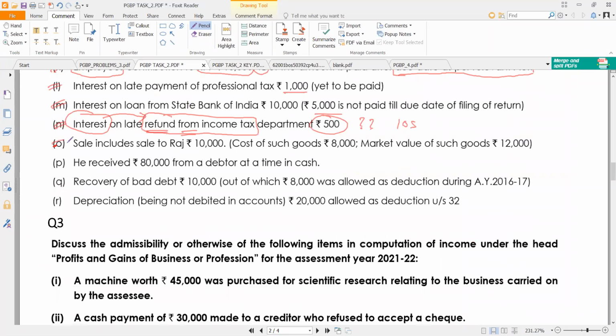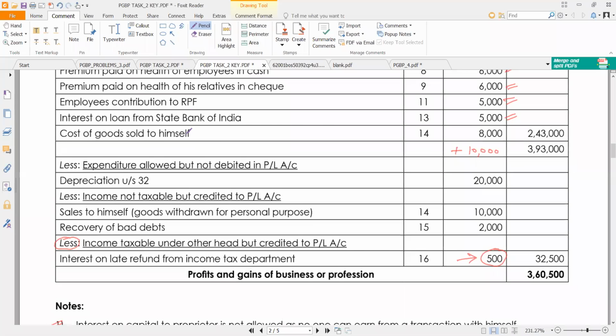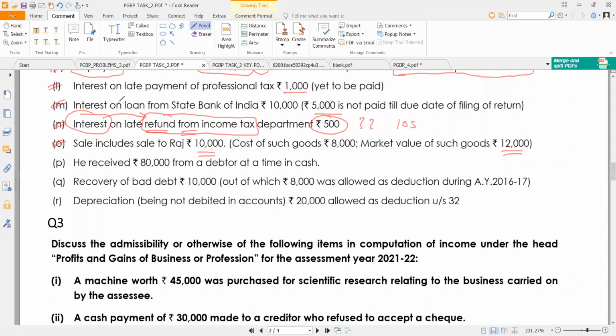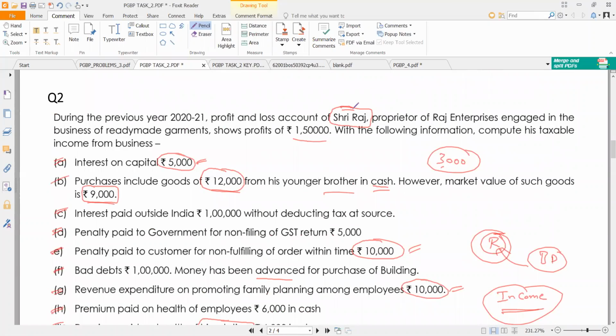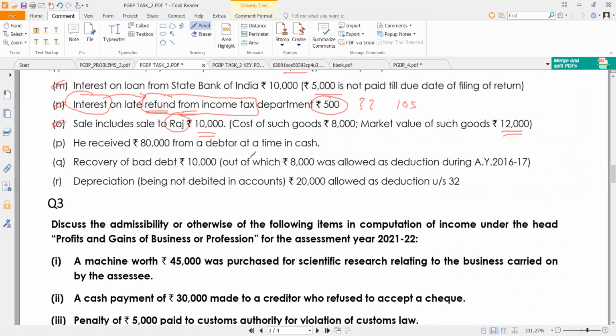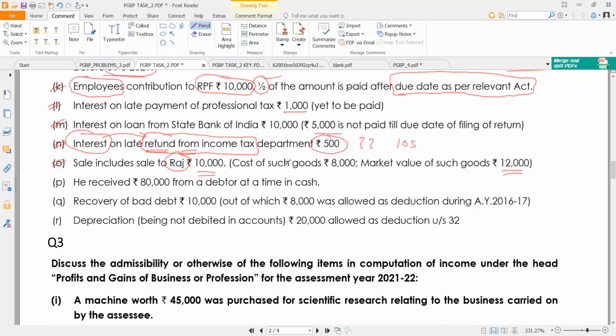Then the next point says, sale includes sale to Raj, 10,000 rupees. Cost of such goods is 8,000. Market value of such goods is 12,000. And cost doesn't matter. It is sale, which is 10,000 to Raj. I don't see any problem with that. Nothing is wrong. Oh, sorry. Raj means the assessee himself. I thought somebody else. So this guy is selling goods to himself and calling it income. So it includes a sale to Raj, meaning himself.